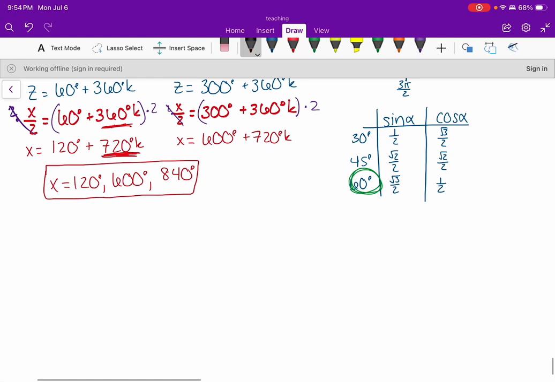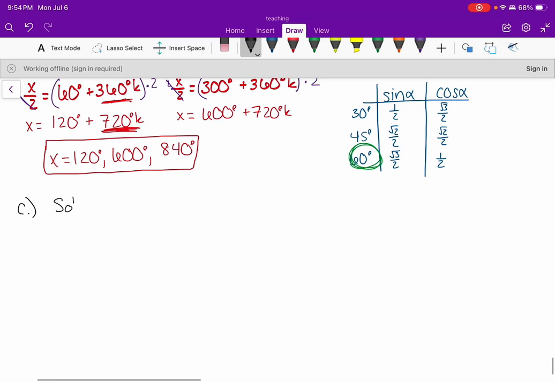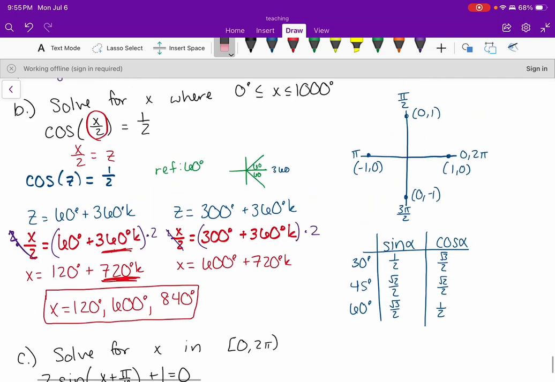Let's do another one. So this is a good time that if you are trying these on your own, you should pause and maybe try this one on your own. So I'm going to say solve for x in the interval 0 to 2 pi. So I only want between 0 and 2 pi. I don't want anything outside of that. And we're going to do 2 sine of (x plus pi over 6) plus 1 equals 0. So you should maybe pause the video and try that one on your own.